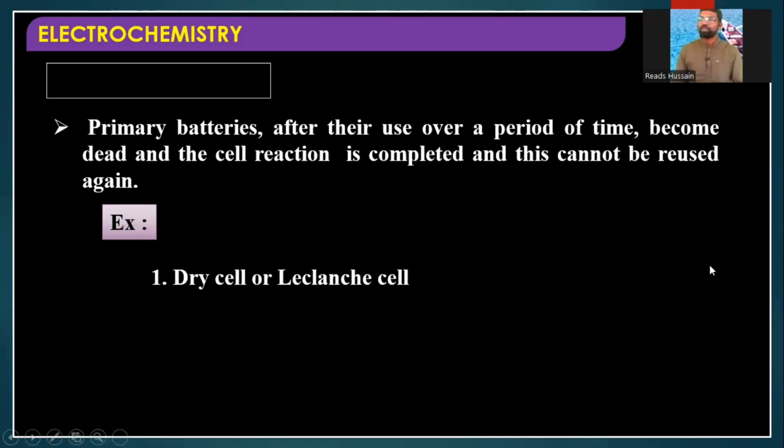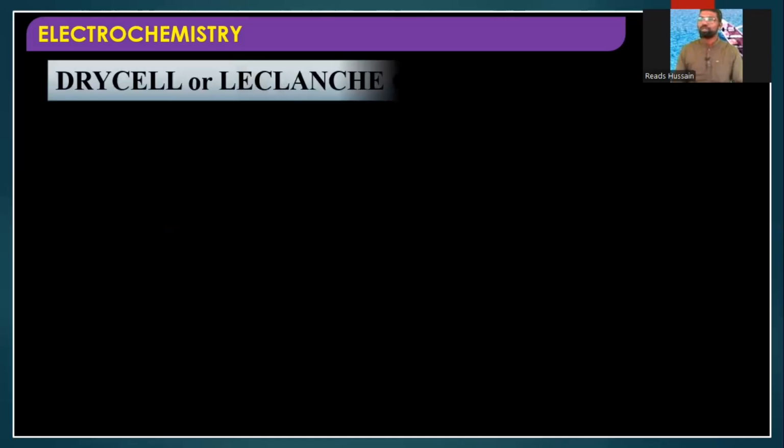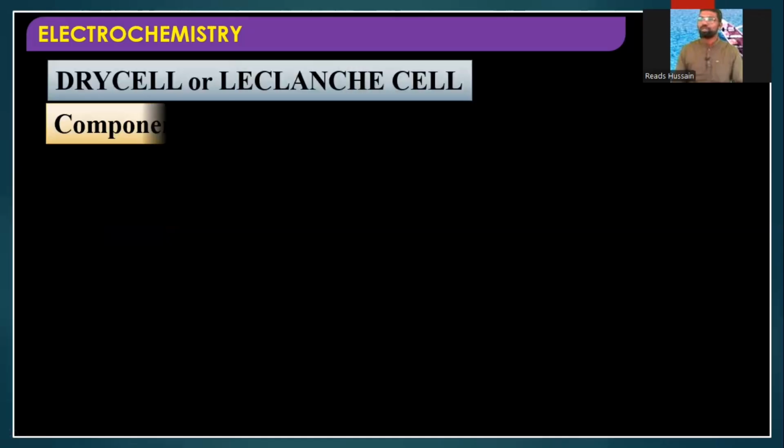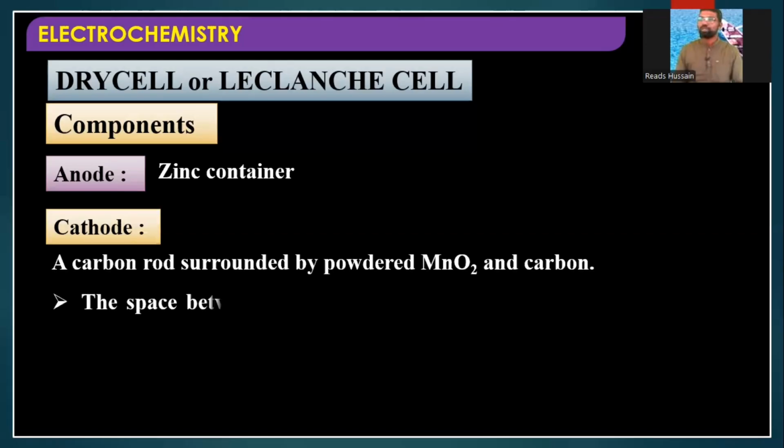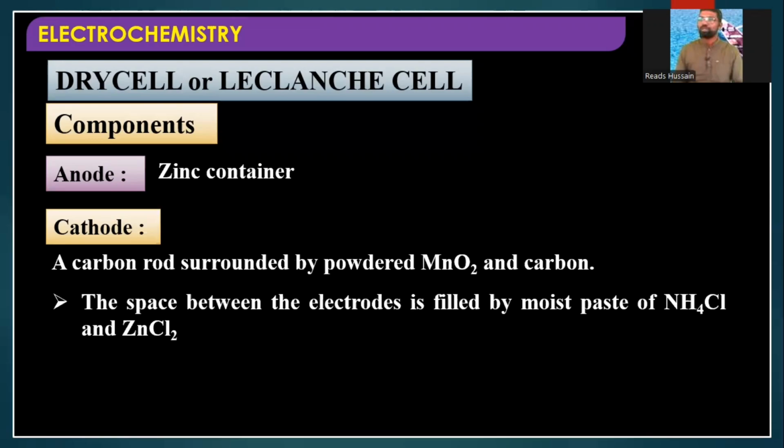Examples for this are the dry cell or Leclanche cell, and the mercury cell. We'll go to its construction and components, how it looks and its arrangement. What are the components of the dry cell or Leclanche cell? In any battery or cell, there are three main components: anode, cathode, and electrolyte. Try to remember anode, cathode, and electrolyte.